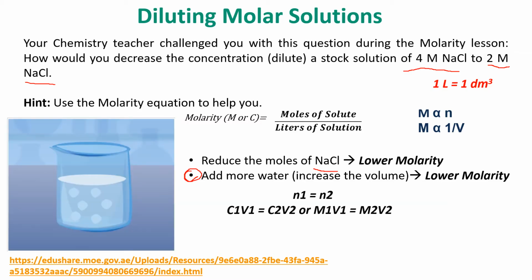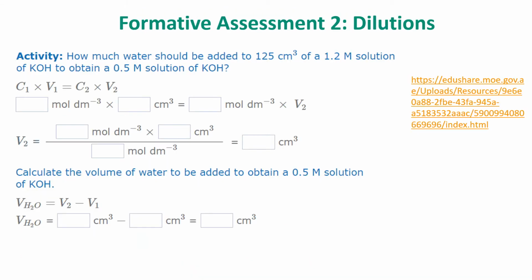All right, so this is the relationship that we get from the video. n1 equals n2. So we can use this relationship to figure out how much water we need to add to reduce the molarity. Let's solve an example on the equation that we studied in the last slide. So, how much water should be added to 125 centimeter cube of a 1.2 molar solution of KOH, potassium hydroxide, to obtain a 0.5 molar solution of KOH? You can stop the video here, try to fill in the gaps, and try to find the final solution.